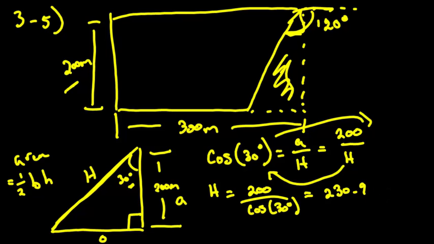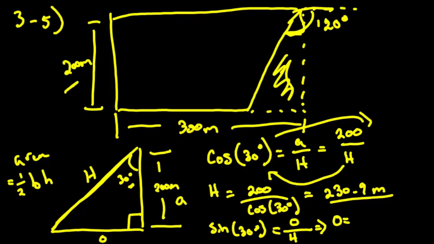However, this only gives us the hypotenuse, and what we want to find is the opposite side, right here. So now what can we do? We need to use sine. The sine of 30 degrees is equal to the opposite side divided by the hypotenuse. Because we know the hypotenuse right here, we can now solve for the opposite side. So O is going to be equal to 230.9 multiplied by the sine of 30 degrees.